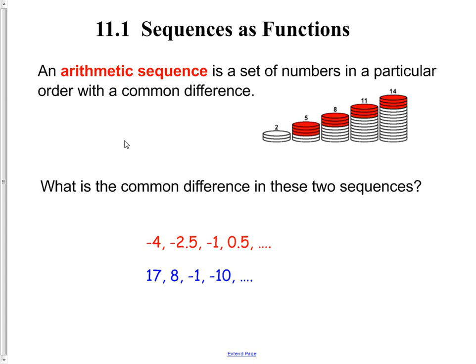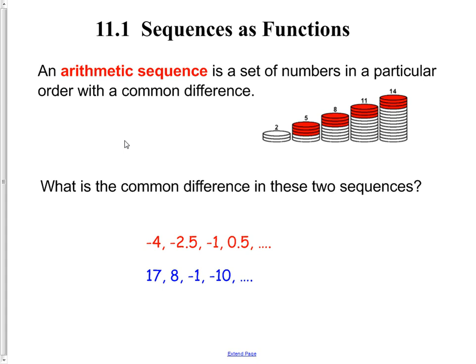In section 11.1, we're going to go through and talk about sequences as functions. And we're going to look at two separate sequences. The first one will be an arithmetic sequence, and the second one will be a geometric sequence. So an arithmetic sequence is a set of numbers in a particular order with a common difference.